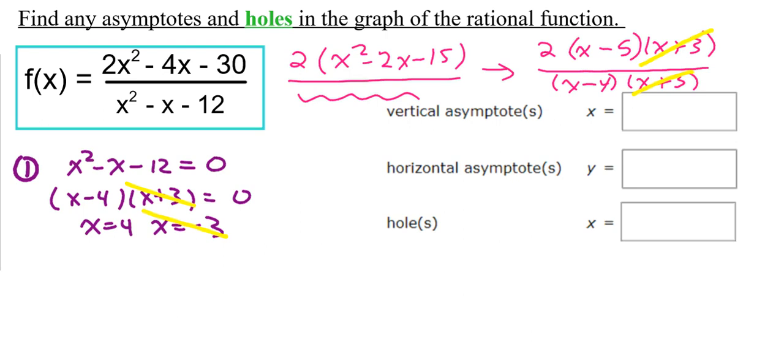So let's say we've got our vertical asymptote at x equals 4. We've got a hole at x equals negative 3. And then let's find our horizontal asymptote. They're the same, right? 2 and 2 are the same. So 2 over 1 is our horizontal asymptote, which is 2. Whew! That's a lesson. That was really a lesson.